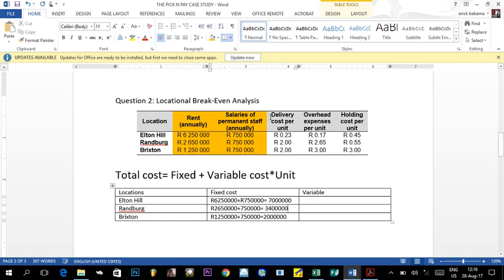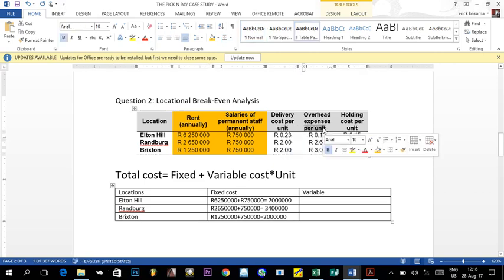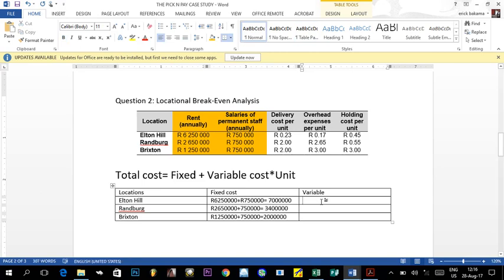Now the remaining here, because they are saying per unit, it means that it's something that varies. If, for example, on Elton Hill we are paying 0.23 to deliver one product, and we have 10 of them, we take the 0.23 and multiply by 10 and we get 2.3. So you notice that it's something that varies. The delivery cost and the overhead won't be the same. In this case, the variable cost will be the sum of the delivery cost plus the overhead plus the holding.